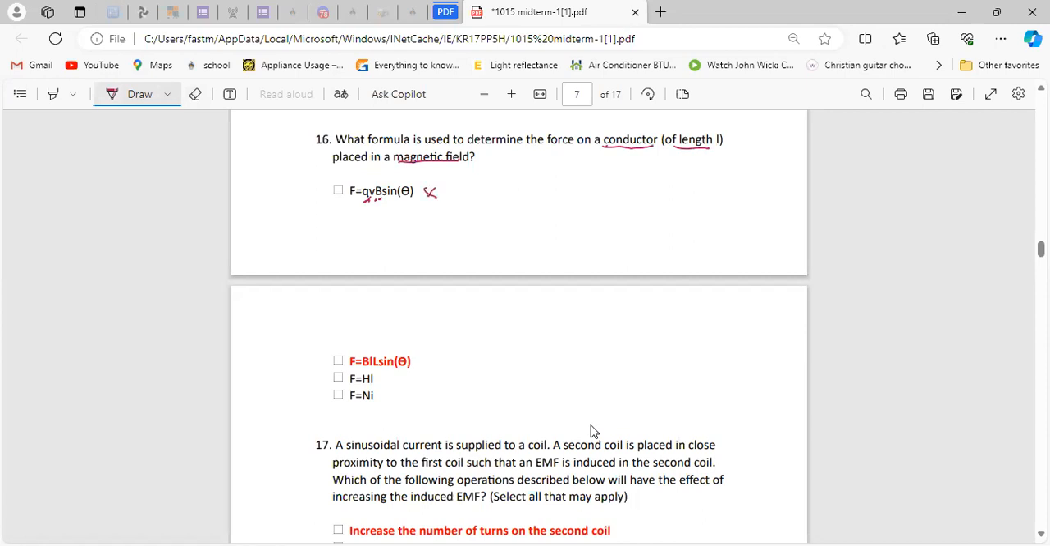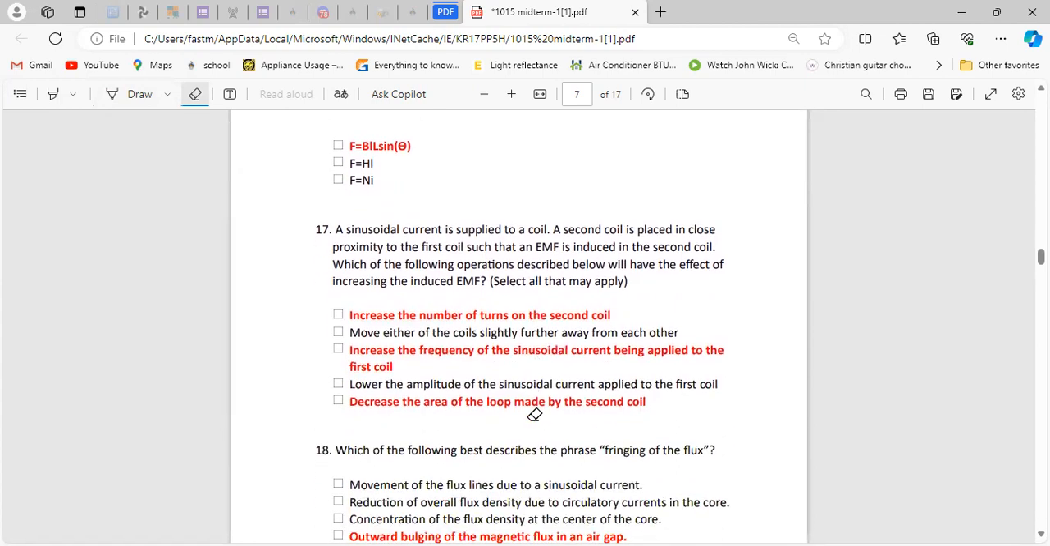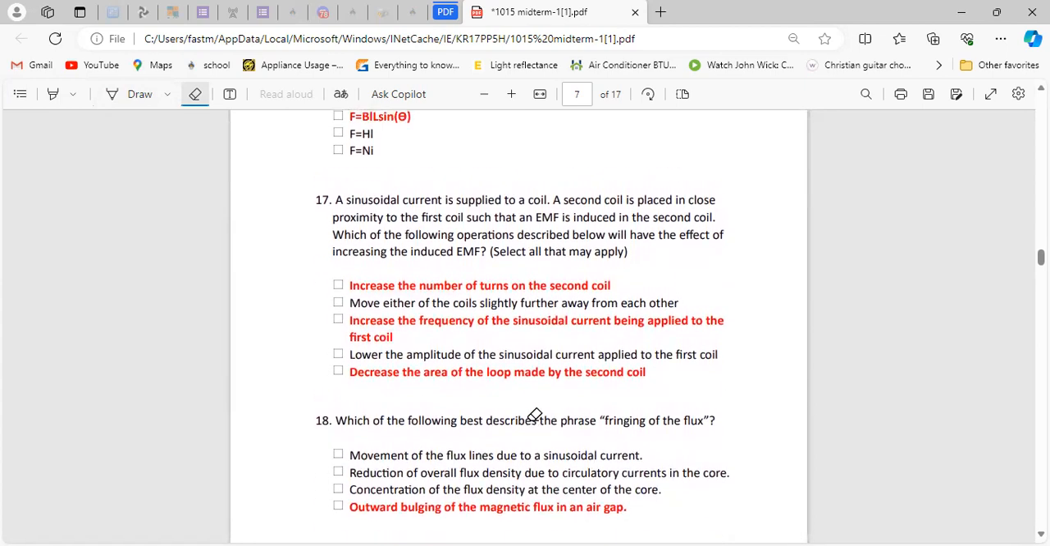F is equal to HL, that is Ampere's circuital law. This here is the Lorentz force, not Lenz, Lorentz force. F is equal to flux density, current, and L. So F is equal to BIL sine theta. That is the answer right there. Can't be anything else. Right, 17. The rest is self-explanatory.